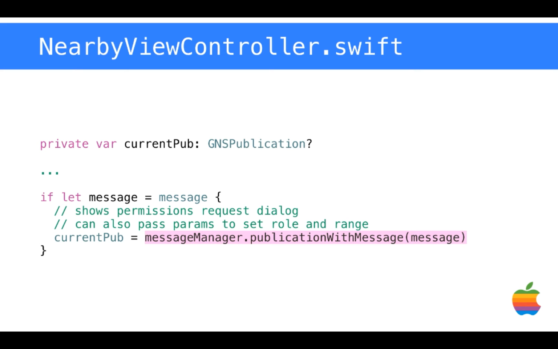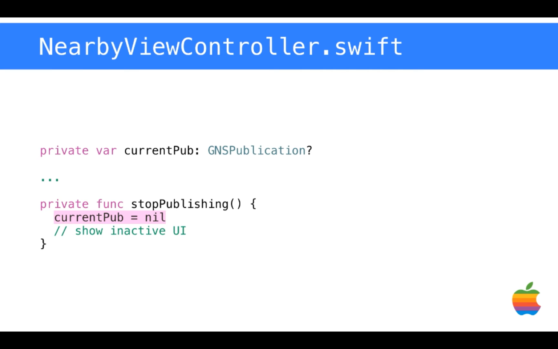But I am retaining a reference to this current pub, which is a publication returned by this call. So the way to cancel this publication is actually just to release that reference. So whenever you're holding on to that reference, it's going to be publishing, and whenever that reference is nil, or nilling out that reference will cancel the publication.